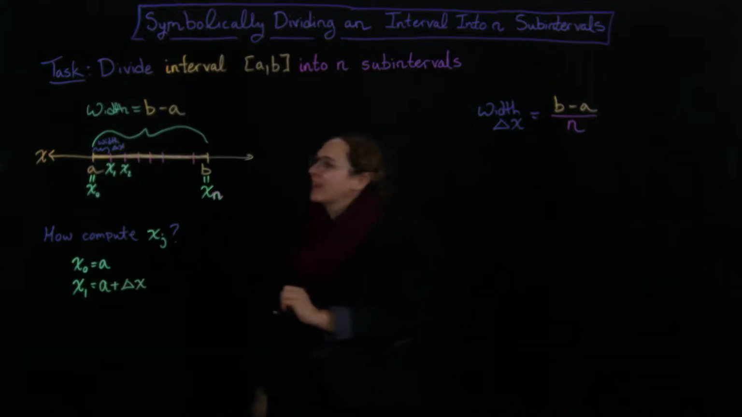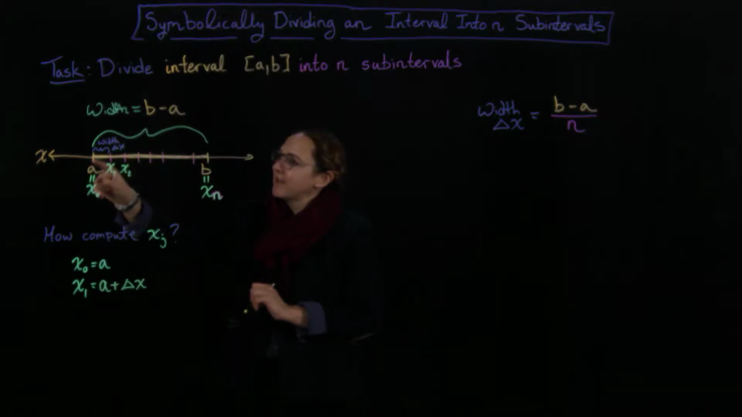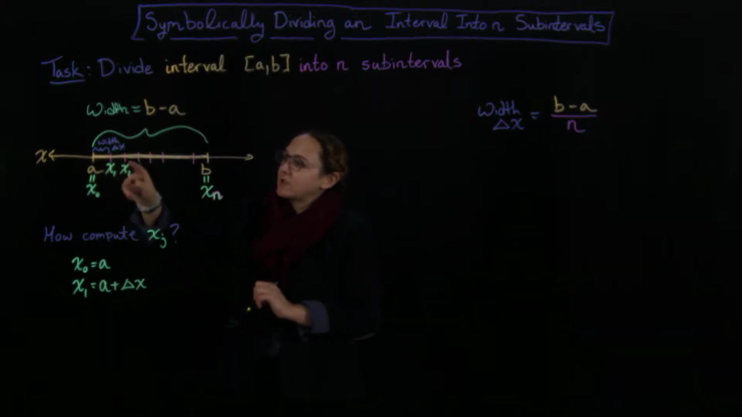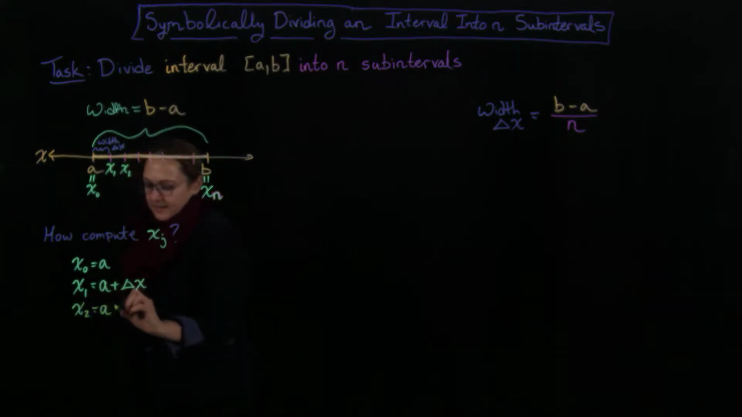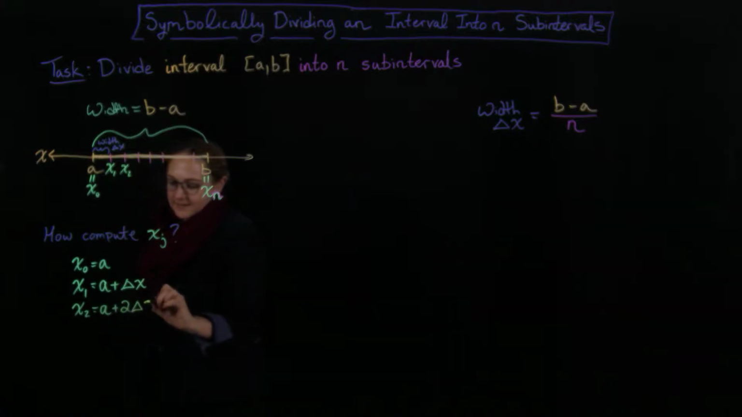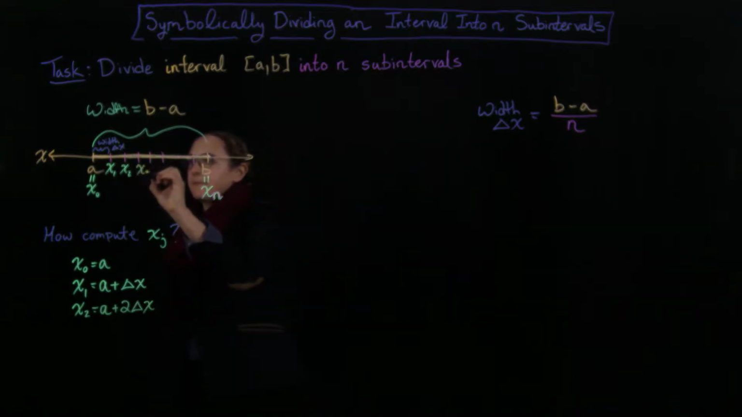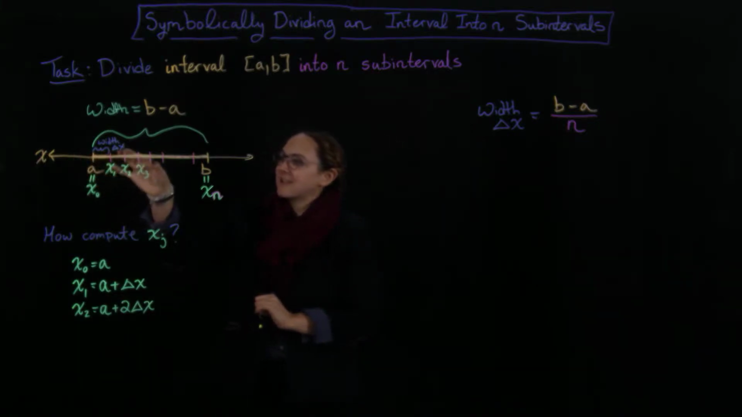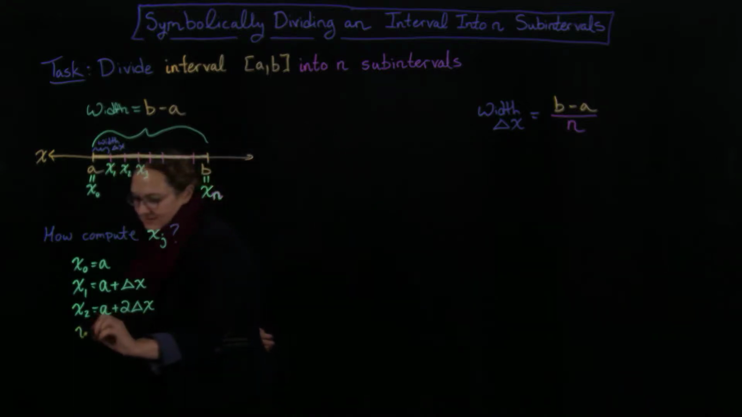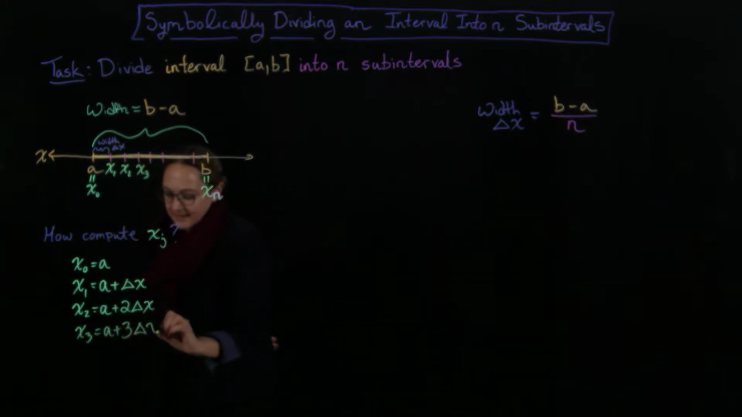Okay? Now, if I want to get to x2, I need to add a second copy of delta x, right? I start at a, I add one copy of delta x, I add two copies of delta x. So x2 is going to be a plus 2 delta x. You may already see the pattern. If not, let's just do one more. So this is x3. How many copies of delta x do I need to get to x3? Right, I go 1 delta x, 2 delta x, 3 delta x. So x3 is going to equal a plus 3 delta x.